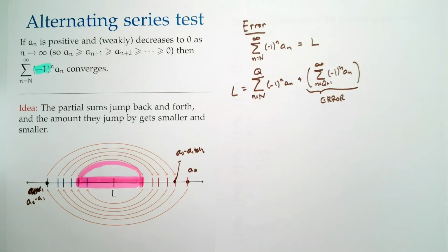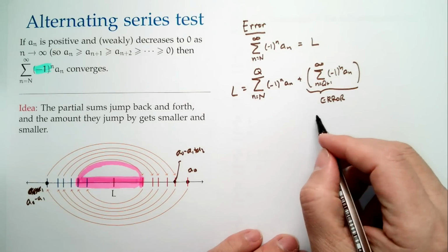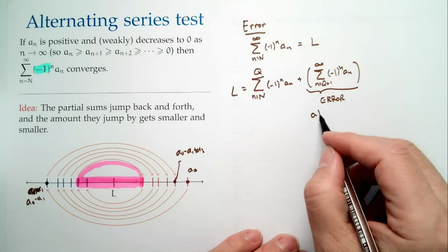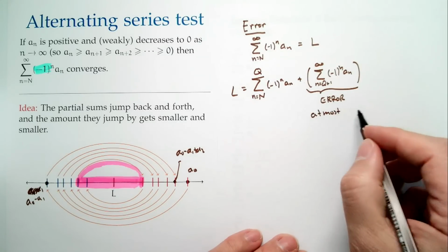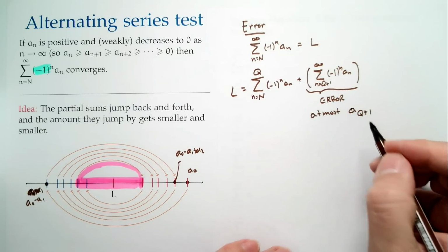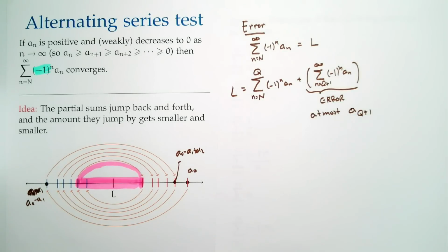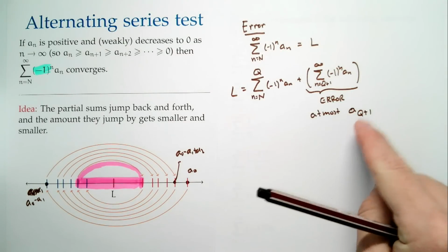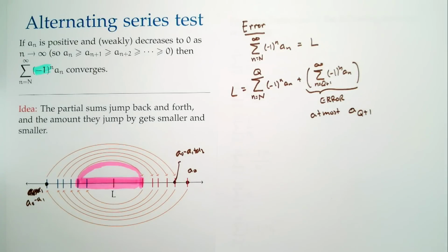So it turns out that my error is at most the size of a sub (Q+1). So if I have something alternating and I want to say how far off am I, I'd have to ask how big is the next term? And that's a bound for my error. So this is a good way to make sure that when we're adding terms up, we can get something pretty quick.